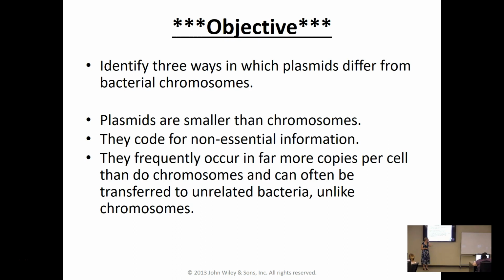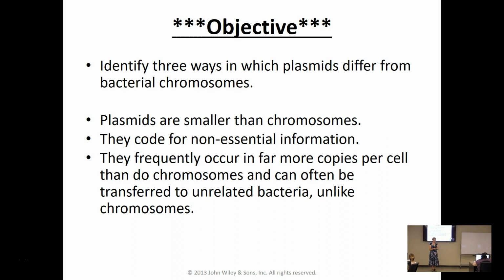So they frequently occur in far more copies than the chromosome. And they can be transferred from unrelated bacteria, unlike chromosomes. Chromosome information, you really have to be closely related for that information to be shared. So you need to find a spot to put it, right? If you're not closely related, there really isn't a place to put that information in that file cabinet of DNA.